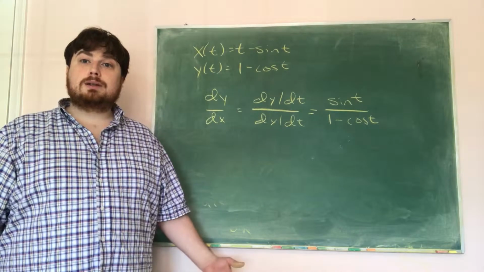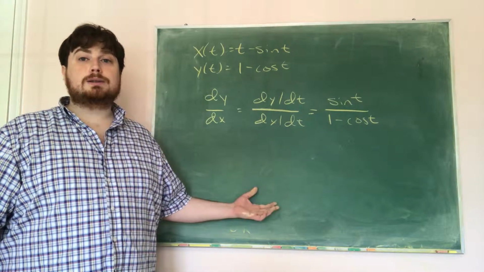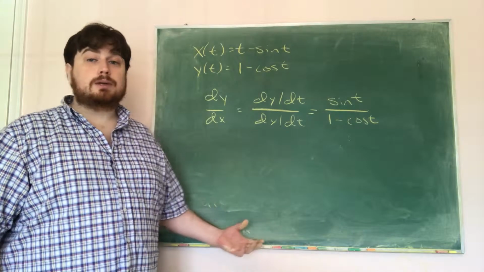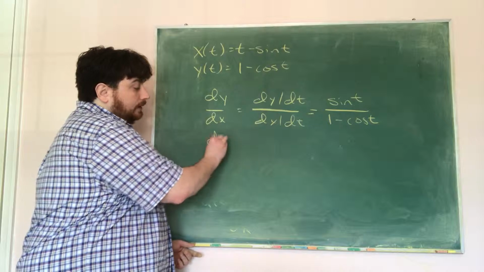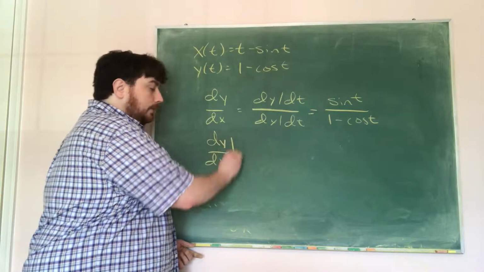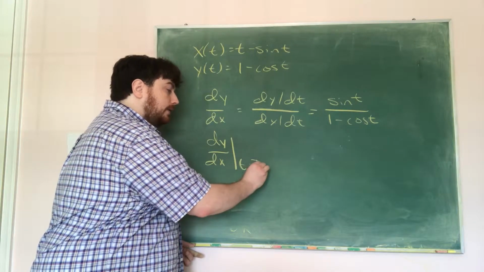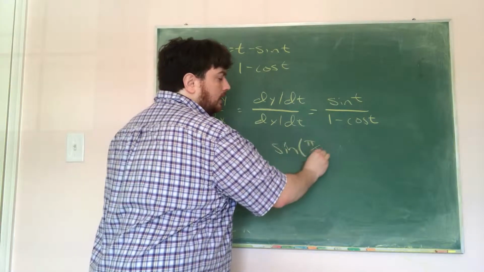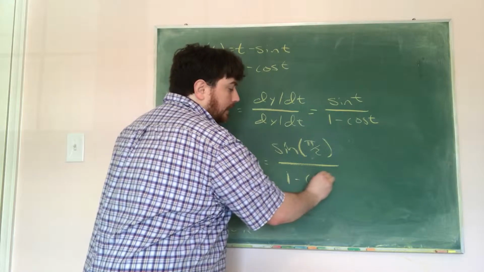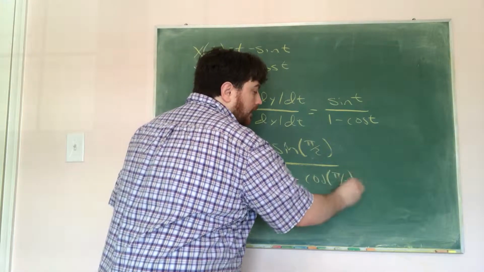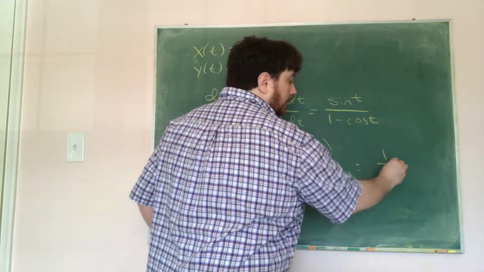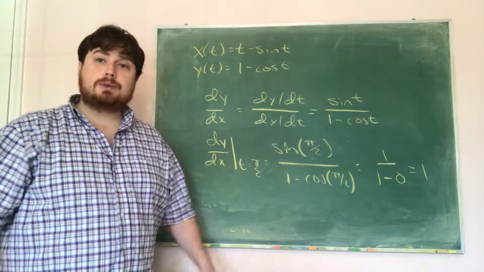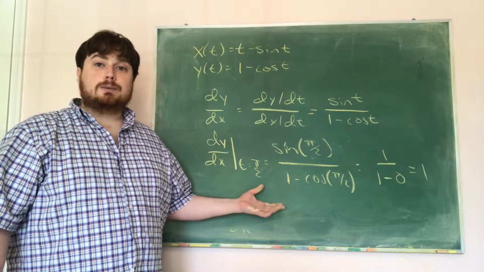Now that we've found dy/dx in general, we need to find it in the situation that we were looking at. Since we were trying to find the tangent line when t was pi over 2, dy/dx when t is equal to pi over 2 is equal to sine of pi over 2 over 1 minus cosine of pi over 2. And since sine of pi over 2 is 1 and cosine of pi over 2 is 0, the slope of our tangent line will be precisely 1.